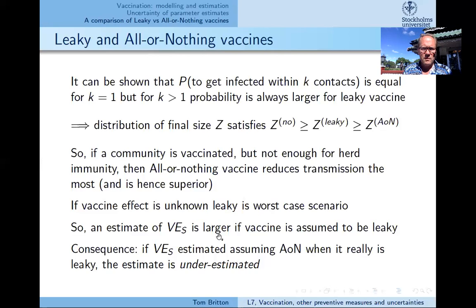So it's hard to keep in mind which direction things go, but if you think a little bit more about it, this will be the case. So if you don't know what effect the vaccine has, you should choose the conservative one so that you don't get an overestimate. It is much better to underestimate the efficacy than to overestimate it.